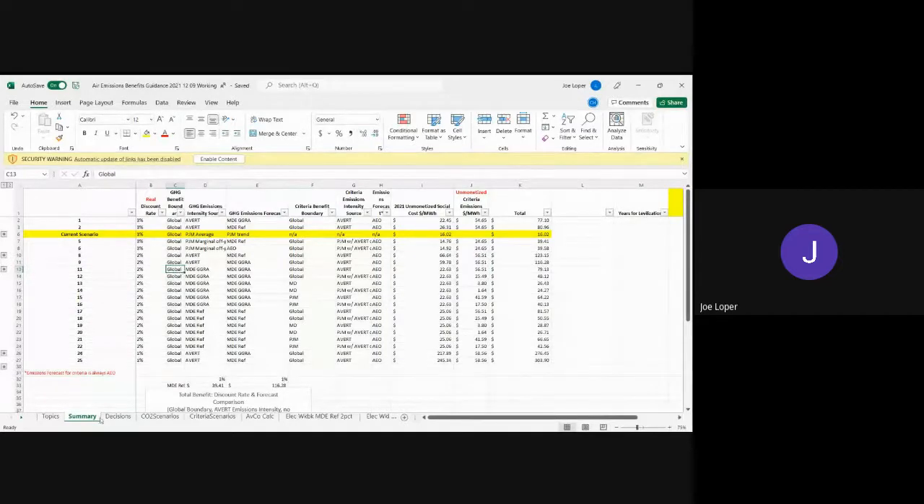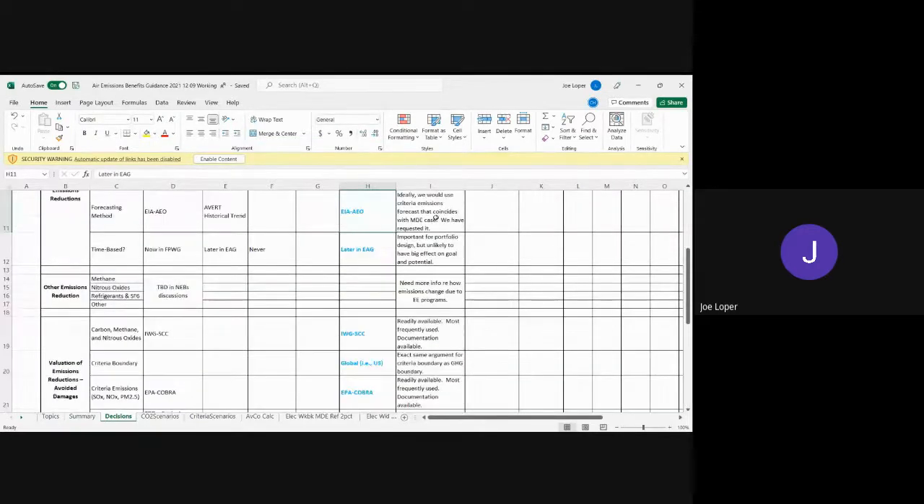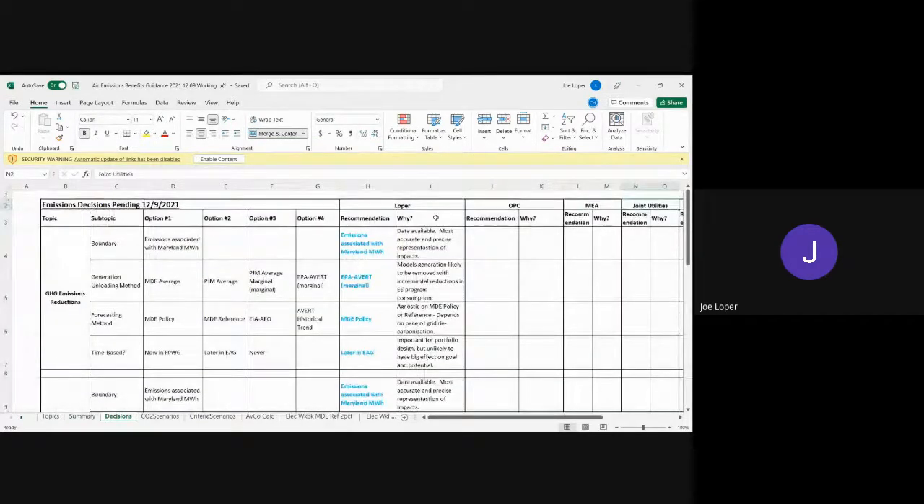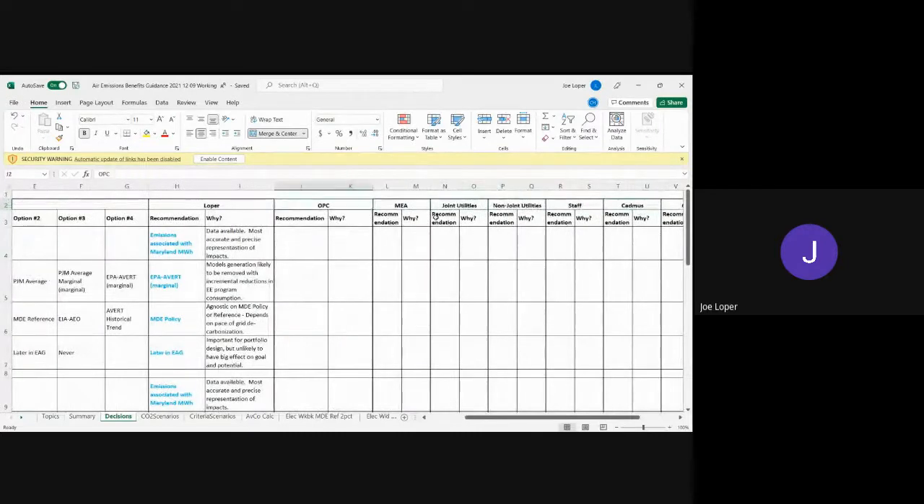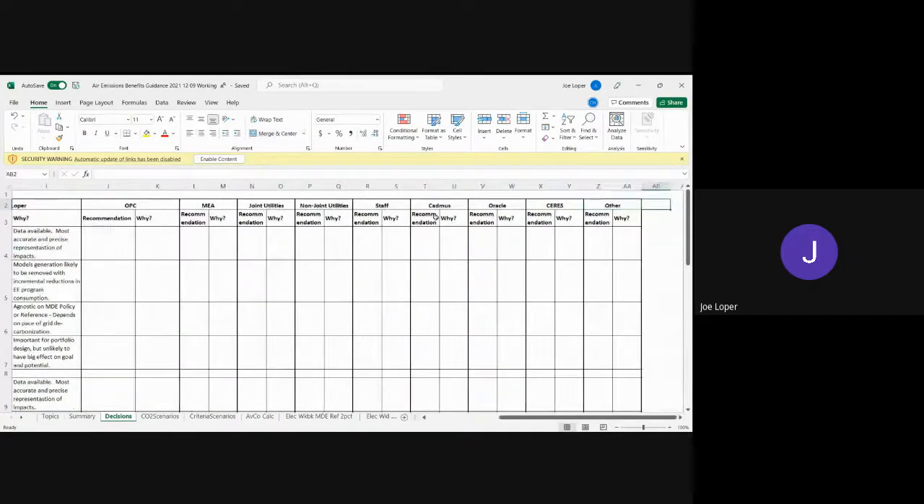And what we're trying to do is set this up so that, you got to hear me opine, but who cares what I think. If we go across to the right, I just set up columns for OPC and MIA, the joint utilities, and non-joint utilities, in case one or more utilities don't join a joint utility. Then the staff recommendation, Cadmus, Sammy, Oracle with Julia, and Ceres with Marin. And I'm sure there are others that I, in my haste early this morning, did not include here.